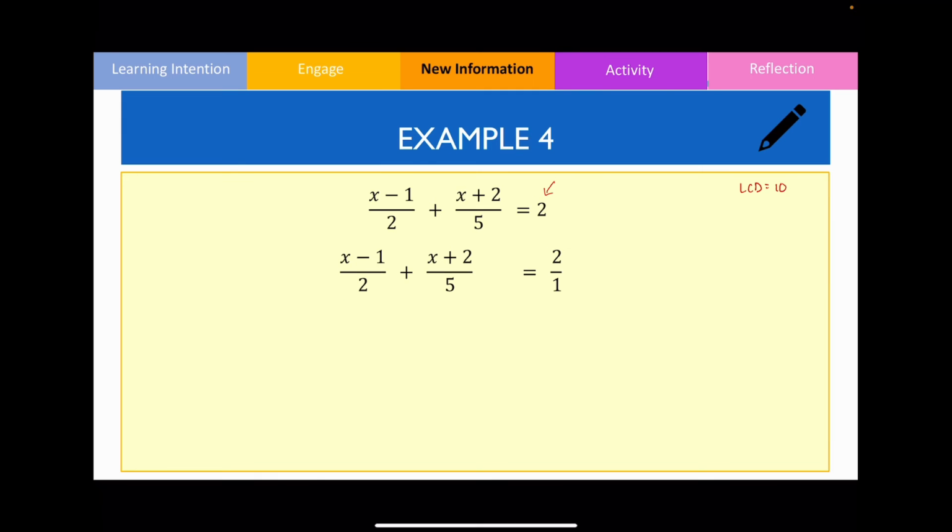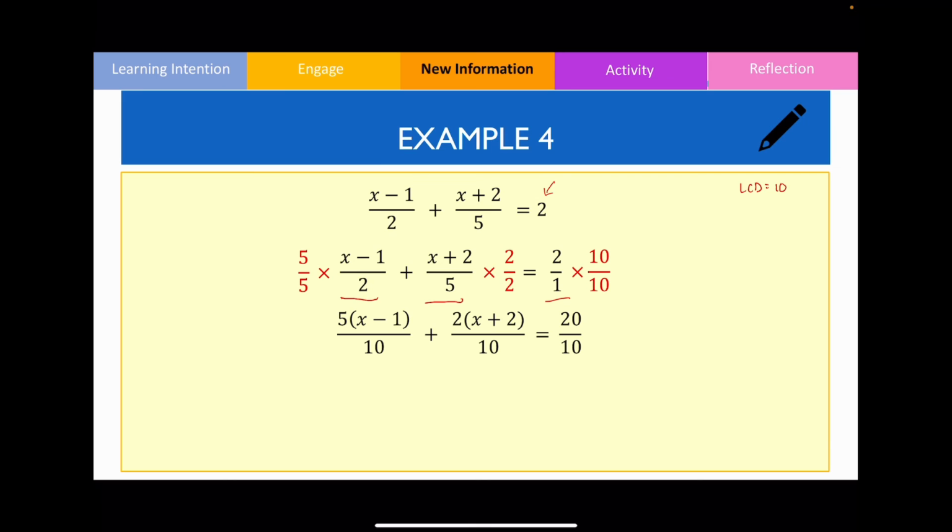So I'm going to multiply this fraction over here by 5 over 5. I'll multiply this fraction over here by 2 over 2. And I'm going to multiply that fraction over here by 10 over 10. And notice that by doing this, all the denominators are going to be 10. So now that denominators are 10, I could just cancel them out and erase them as such. And now I'm going to solve for x by expanding it and collecting the like terms. So by expanding it, this is what your equation should now look like.